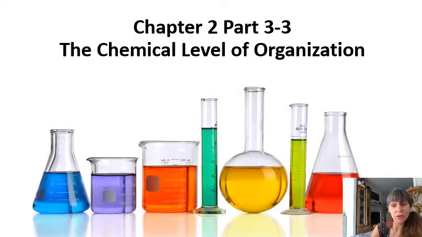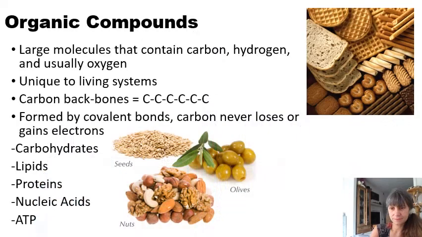This recording is part 3 of 3 for Chapter 2, the chemical level of organization. We know that organic compounds are going to contain at least one atom of carbon and one atom of hydrogen.